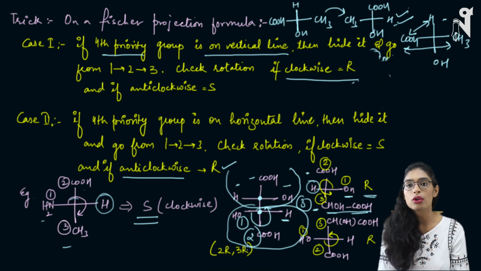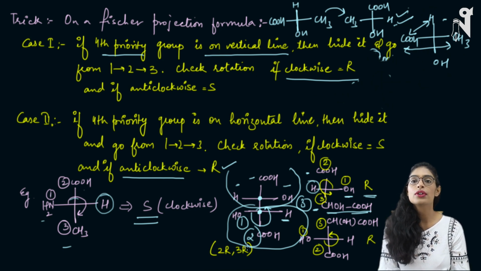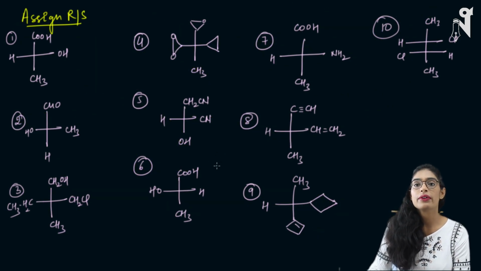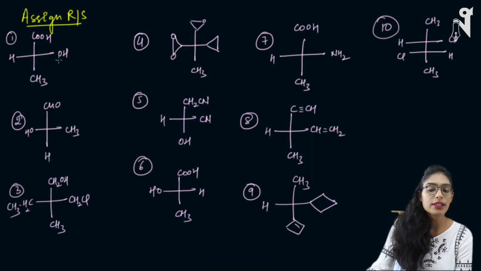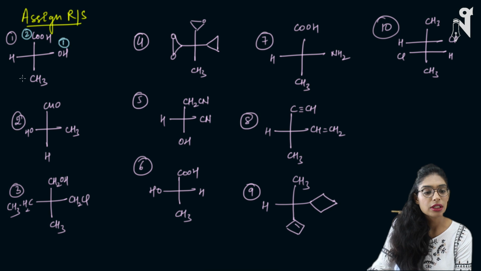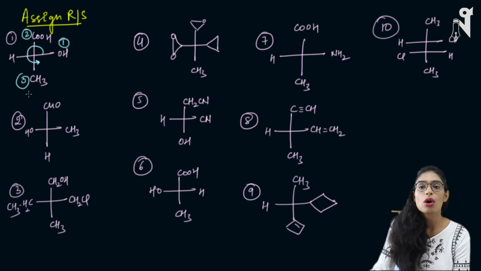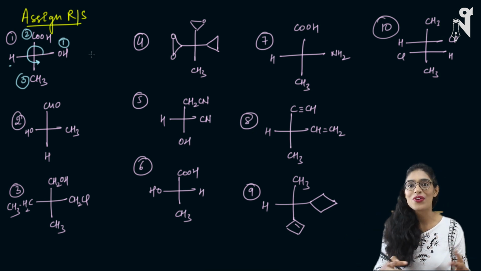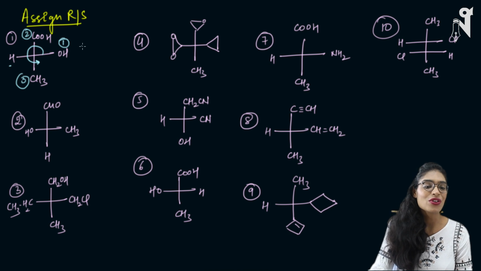I'm not very sure whether you have got it or not, but we'll do many questions and you will get much better clarity in those. So let's go for more examples now. Here is the list of examples. Let's try out whether whatever we have learned, we have got it properly or not. So let's start marking. OH is priority 1, COH is priority 2, CH3 is priority 3, and if I move from OH to CH3, this is anti-clockwise rotation, but hydrogen is present over here on the horizontal line. Whatever is clockwise is S and whatever is anti-clockwise is R. So it is anti-clockwise, so it is R.